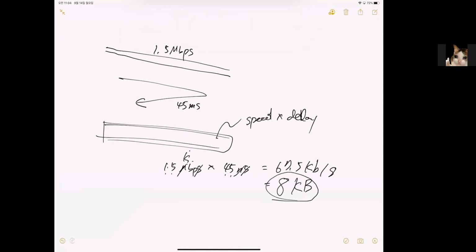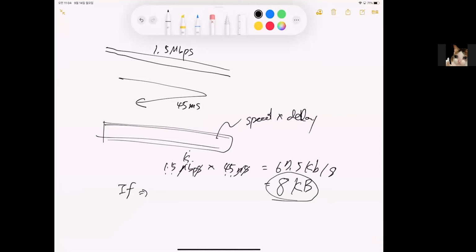and if your frame size is 1 kilobyte, meaning I have the ability to use up to 8 kilobyte, but I'm only using 1 kilobyte.